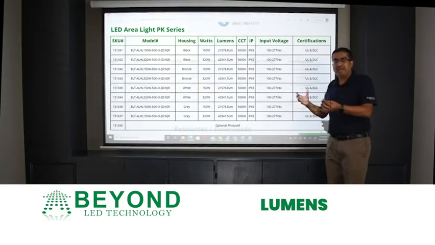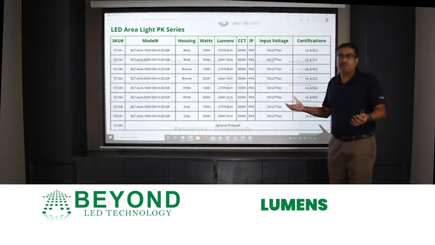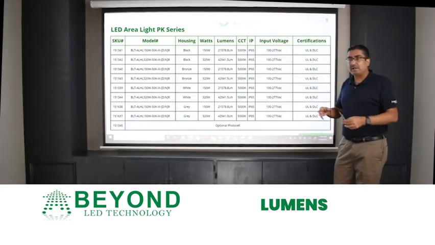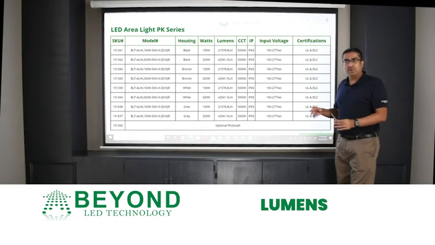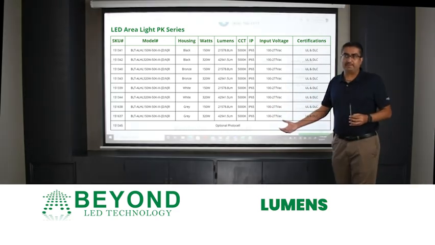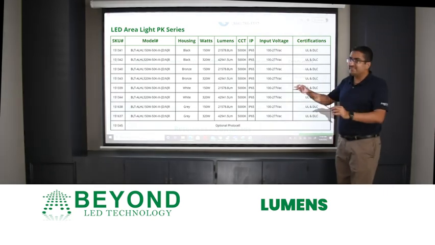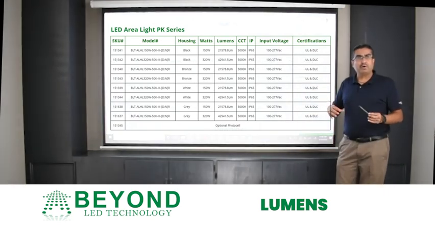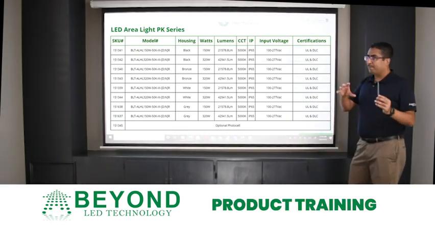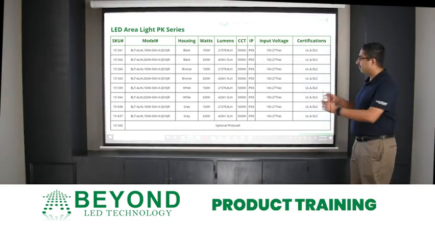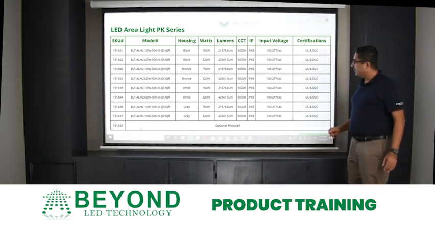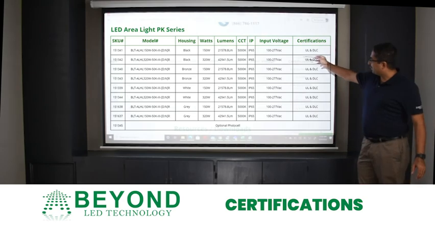Because wattage efficiency can be 80 lumens per watt, 100 lumens per watt, 120 lumens per watt. Even in our own product line, we have products which go as high as 180 lumens per watt. So the brightness is more important than the wattage of the light. Now you know about the wattage, the lumens, and the input voltage. The next part is about the certifications.